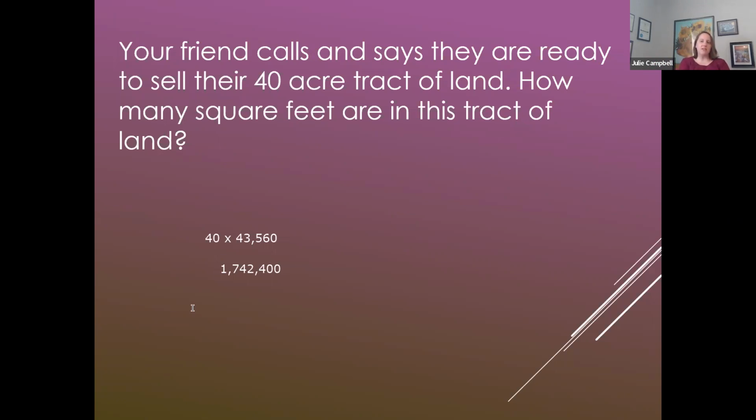If that helps you guys, feel free to write that down, of course. When you're going from square feet to acres, you divide. When you're going from acres to square feet, you multiply. And for both of those, you need that magic number, 43,560.